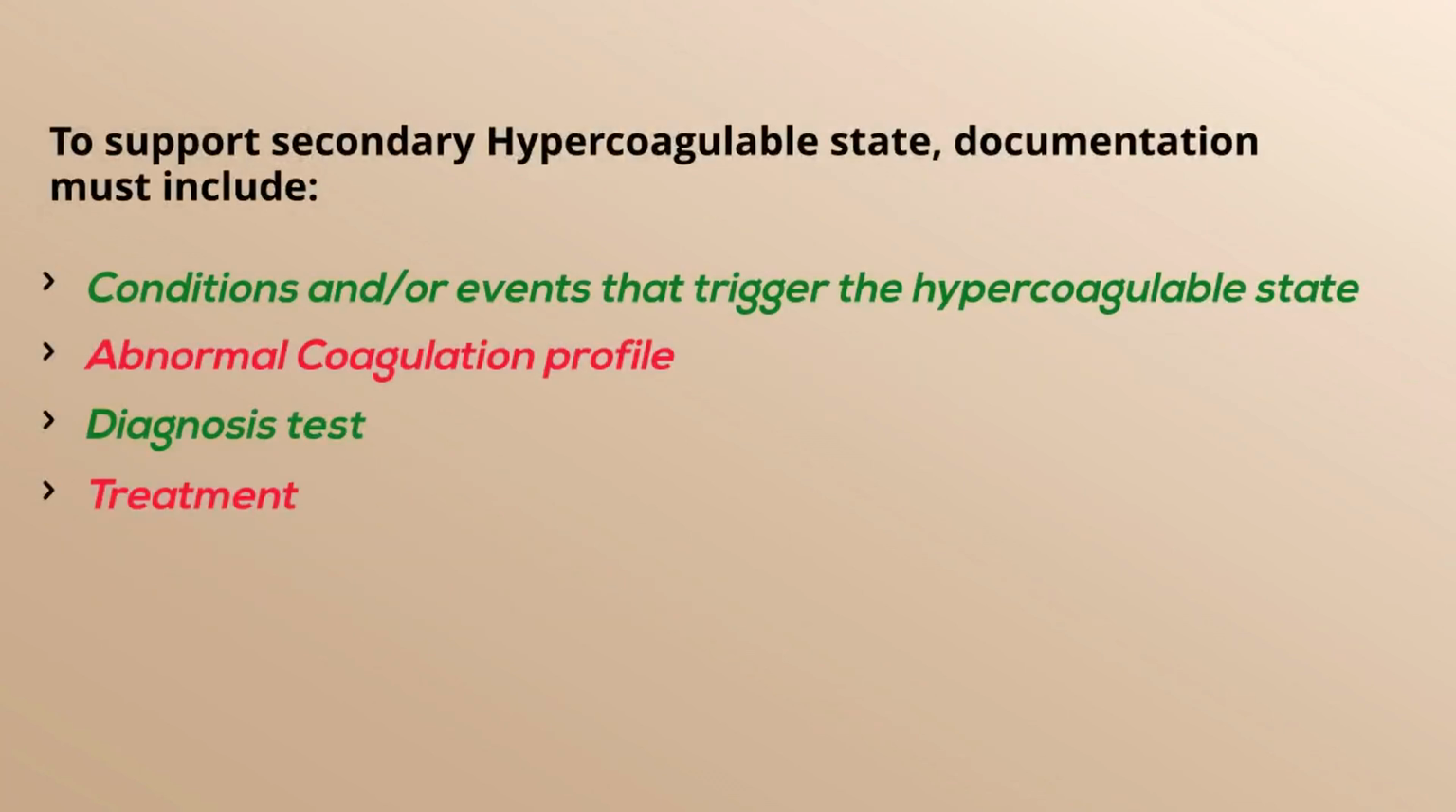Documentation of secondary hypercoagulable state must meet the definition of secondary diagnosis. That means it must include presence of conditions or events that trigger the hypercoagulable state or risk factor, abnormal coagulation profile, diagnostic tests, treatment.